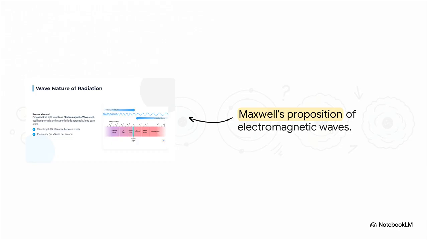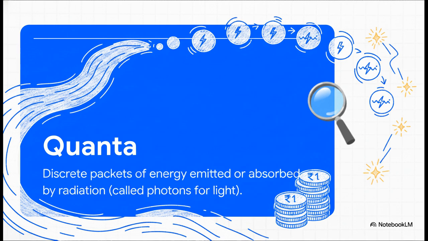This was the pure classical view. Light is just a continuous, flowing wave of energy. But here's the catch. Classical physics couldn't explain everything they were seeing in the lab. Enter Max Planck. Planck essentially drops a bombshell on the scientific community called quantum theory. He said, actually no, energy doesn't flow continuously like a river. It comes in discrete, little individual packets. He called these packets quanta, and when we talk about light specifically, we call these packets photons.